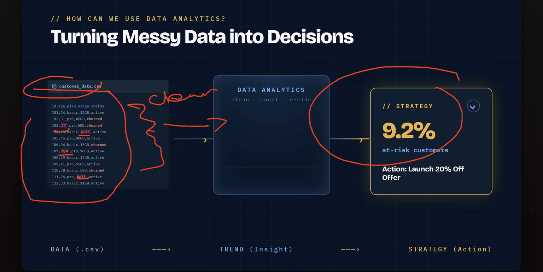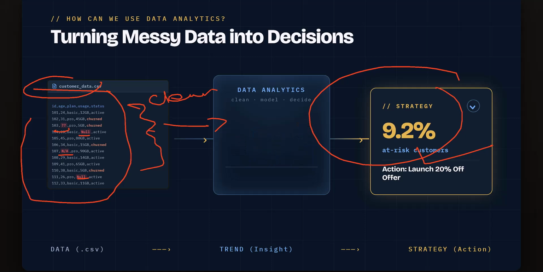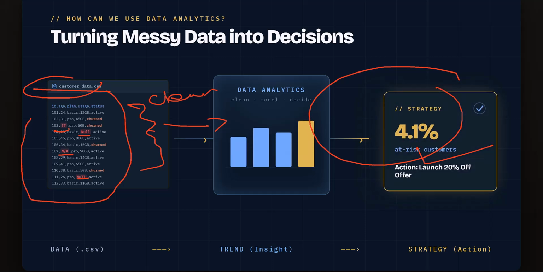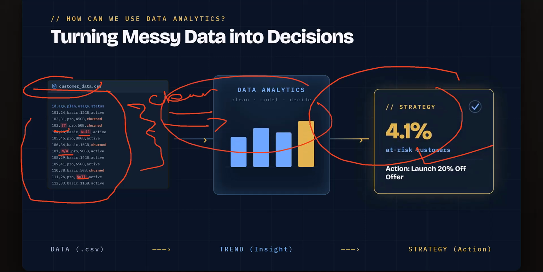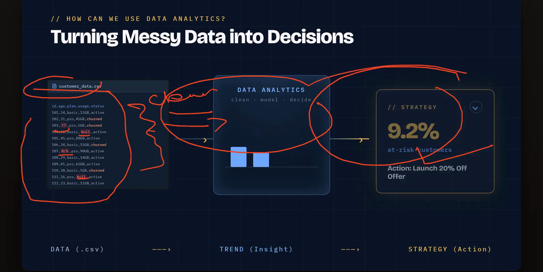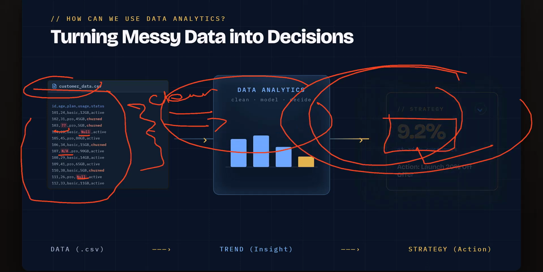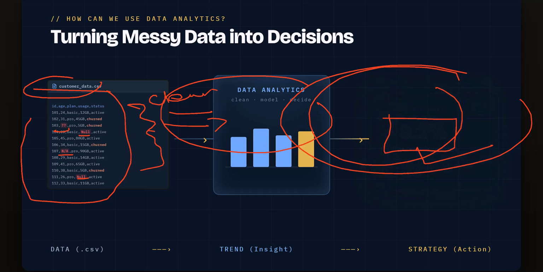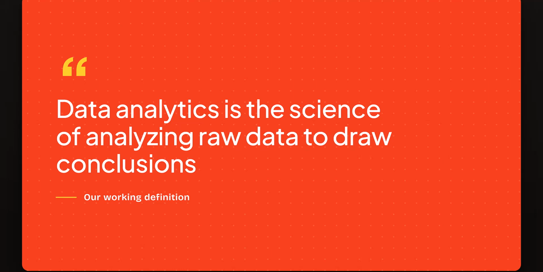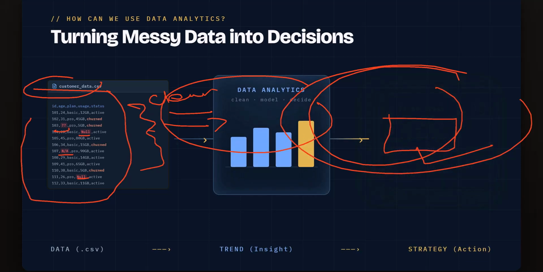What comes out on the other side is no longer raw data, but a strategy. So this is how we can utilize data analytics. The very first step is we clean the data, and then we understand the data, and we model the data. Eventually the output is going to be the strategy, or we can draw the conclusion. If we remember our definition just now, basically data analytics is the science of analyzing raw data to draw the conclusion. So that is how we actually use data analytics.